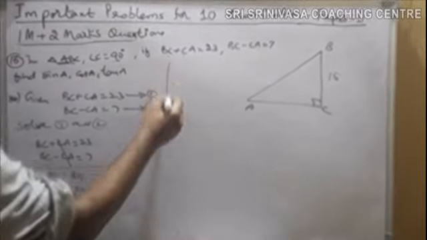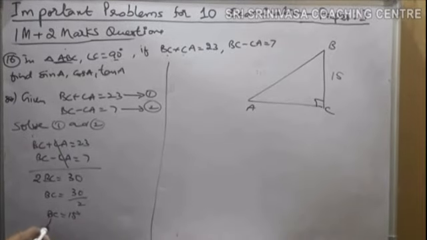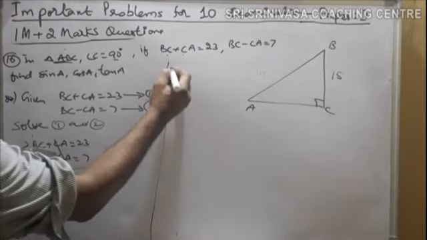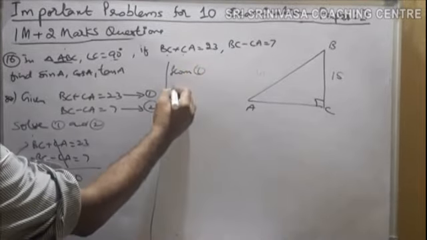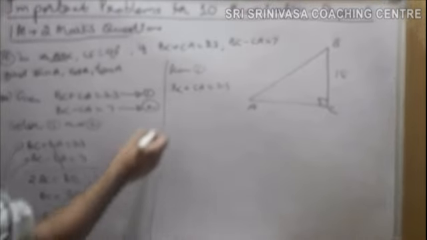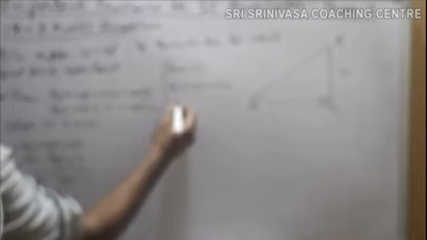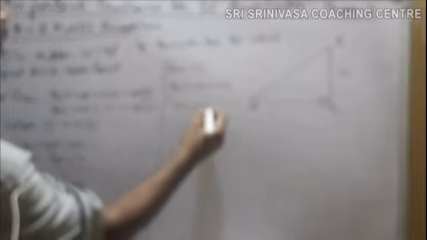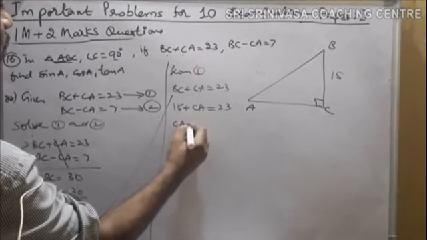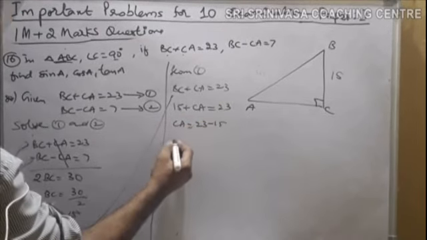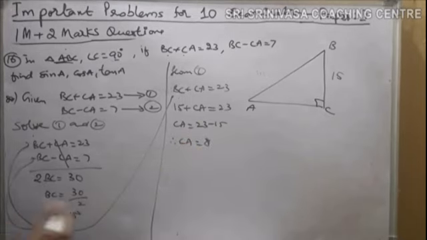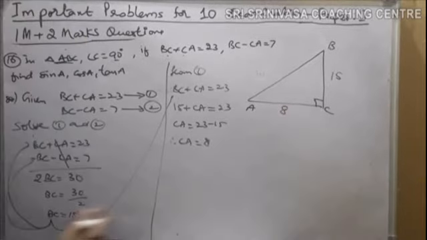Now once you know BC value, either you put BC in first equation or second equation to get CA. So let us go for equation 1 now. From 1, BC plus CA equal to 23. The value of BC is 15. Let me take 15 here. 15 plus CA equal to 23. So CA equal to 23 minus 15. Therefore I can say CA equal to 8. The value of CA is 8. So let us take 8 here.